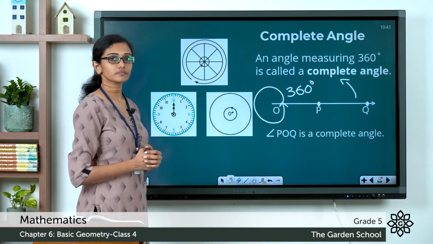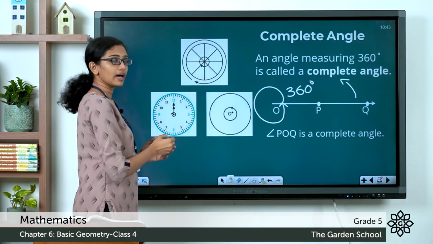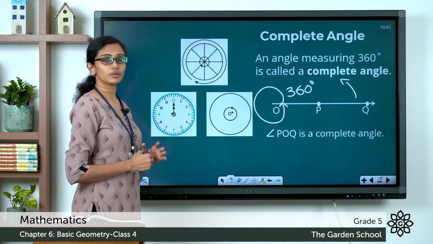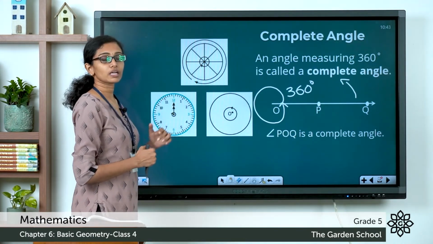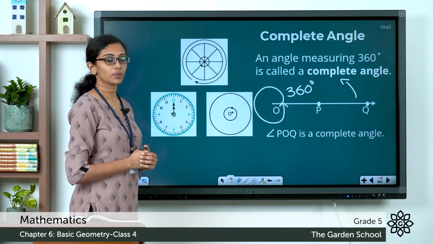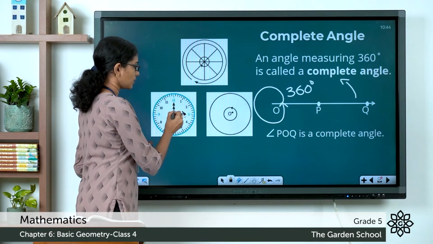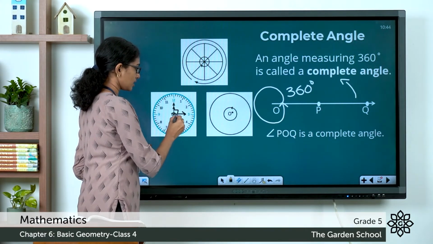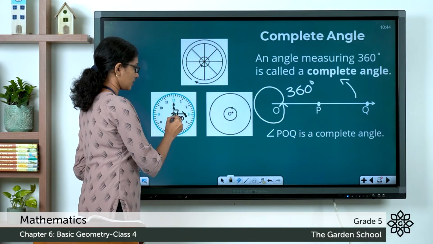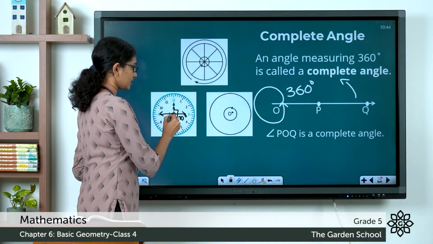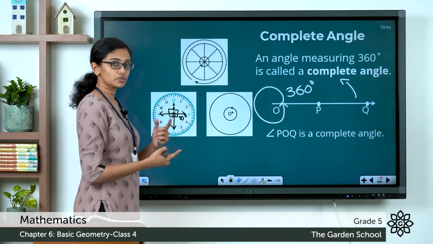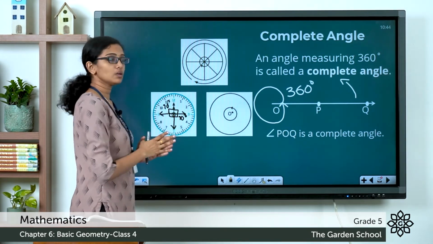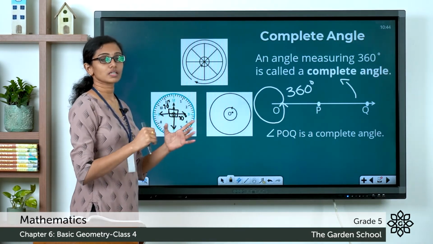And this clock, see, when the hour hand starts from 12, it goes on rotating and when it comes back to 12 itself, it would have turned to an angle of 360 degree. Why? When it reaches here, it would have turned to an angle of 90 degree. When it reaches here, another 90 degree. When it reaches here, again a 90 degree, and when it comes back to its initial position, it would be one more 90 degree. So 90 degree 4 times, it would have turned to 360 degree.